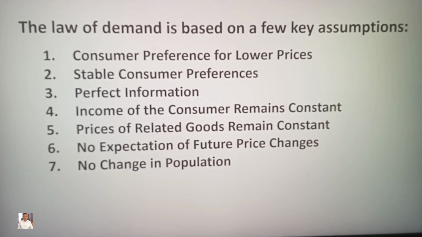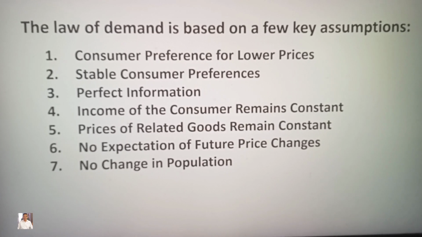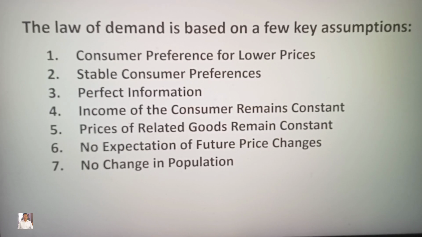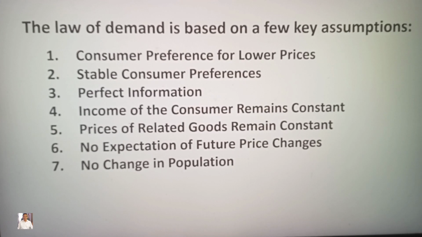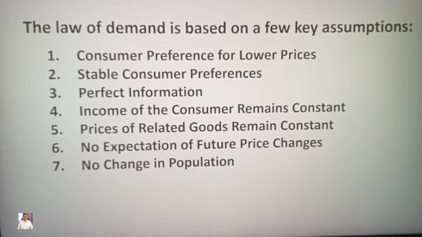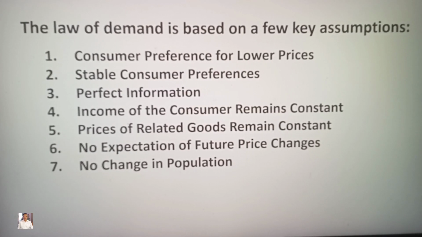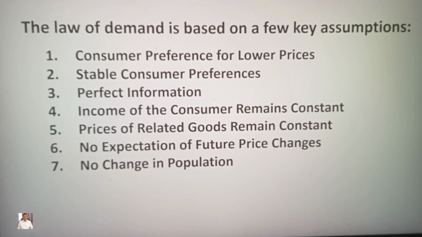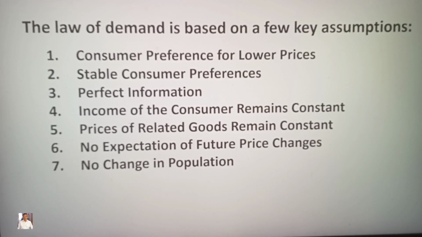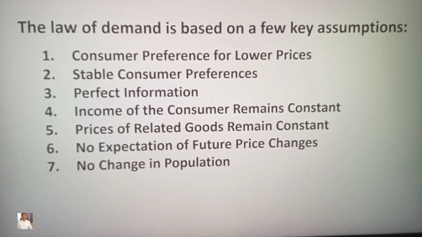A change in the price of related goods can shift demand even if the price of the commodity itself remains the same. Sixth, no expectation of future price changes. Consumers are assumed not to expect future changes in the price of a commodity. If they expect a price rise, they may buy more now. If they expect a fall, they may postpone purchases.